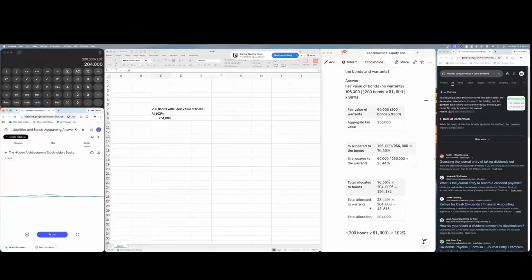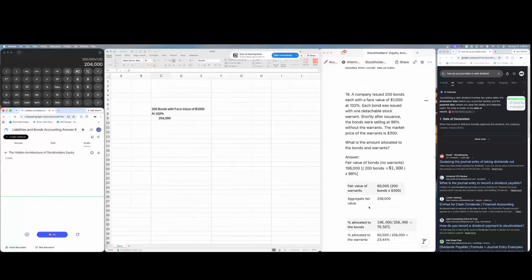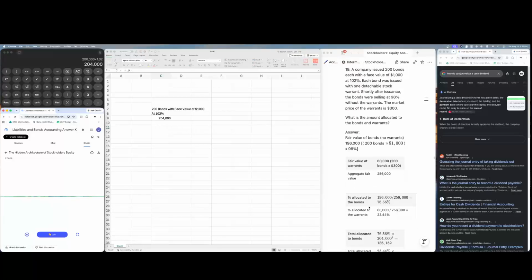You are likely thinking of that $256,000 number we hit earlier. In accounting, we call that the aggregate fair value, which is just a fancy way of saying total. It is just the sum of the bond value and the warrant value added together. We use that aggregate total as a yardstick to measure the proportions of each security. So since the warrants are 60,000 out of that 256,000 total, they represent about 23.44% of the overall fair market value. Then we take that same slice from the actual 204,000.